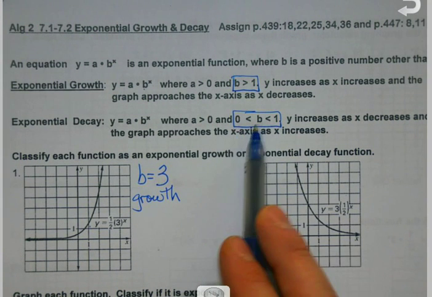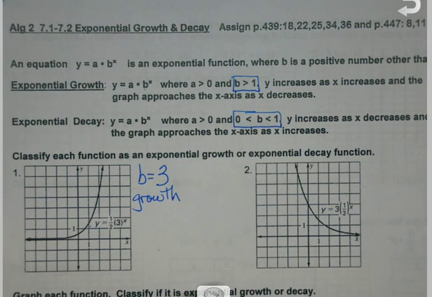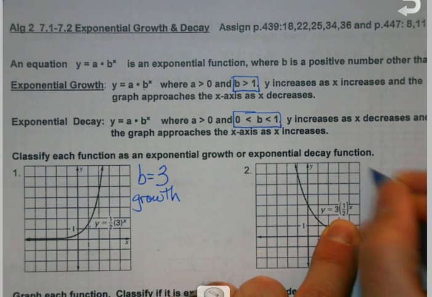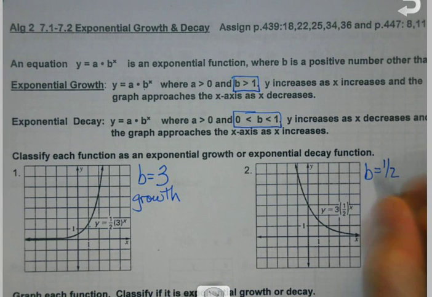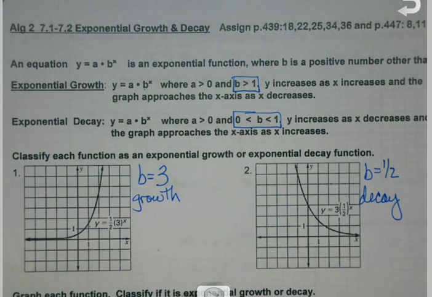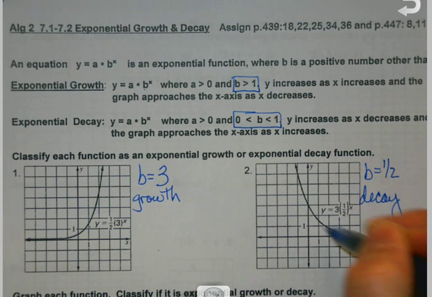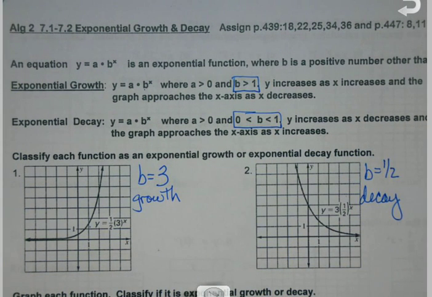Okay. And then if I have a B value that's between 0 and 1, might be a decimal, might be a fraction, sort of like we have here, where my B value is 1/2, that, with one exception, which we'll talk about in a little bit, is going to be decay. It's going to go down to the right as we're doing these.